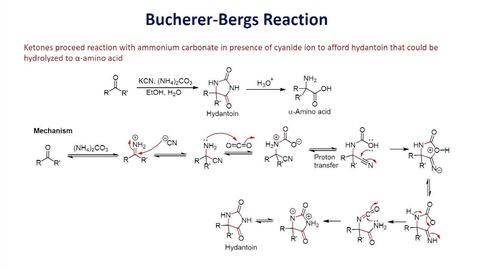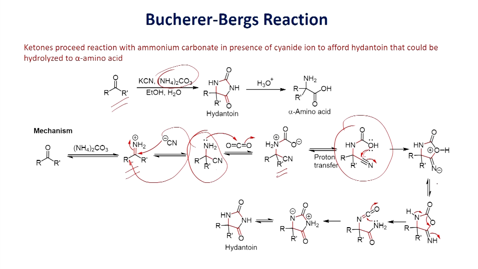Here is another example. If you have a ketone, it can be readily reacted with ammonium carbonate to give an imine, as shown here. That imine can be reacted with cyanide ion, as it can undergo an addition reaction. You can get this nitrile derivative. Once you have this one, it can undergo an addition reaction with carbon dioxide and proton transfer, and you will be able to get this compound, which can undergo intramolecular cyclization to give this oxazolidinone intermediate.